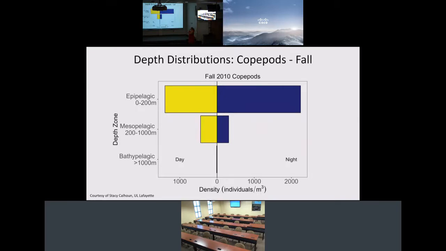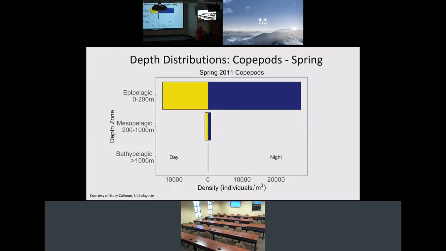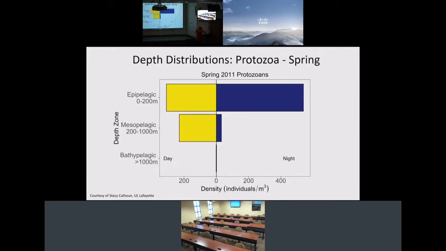So that's what we're looking at here: where are our copepods in the vertical structure of the water column. And not surprisingly, most of them are existing in the top 200 meters in the epipelagic. The same can be said for copepods in the springtime, with even far fewer in the mesopelagic. And then if we switch gears and we look at the protozoa, we see that there actually might be some kind of diurnal vertical migration pattern happening here in the mesopelagic, where there were far fewer at depth at night than there were during the daytime, which is in yellow.